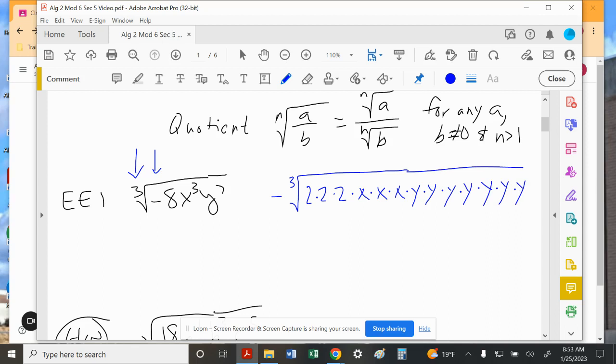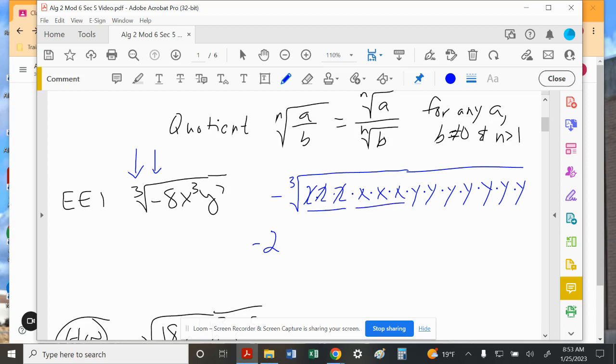Now, if you recall, with the square root, if I had two numbers that were the same under the square root, I could take one out. Well, with the cube root, if I have three numbers that are the same, 2, 2, and 2, I can take one out. Of course, the negative's out there already. That means these leave the cube root and it comes out.